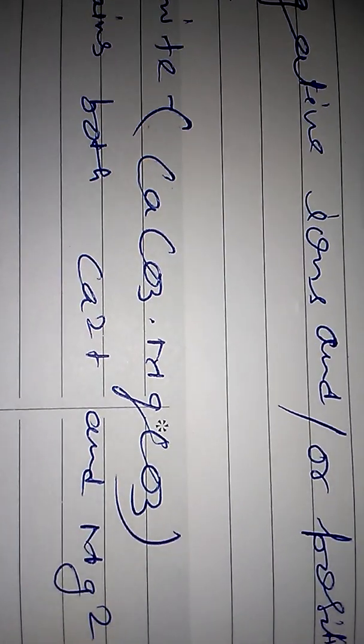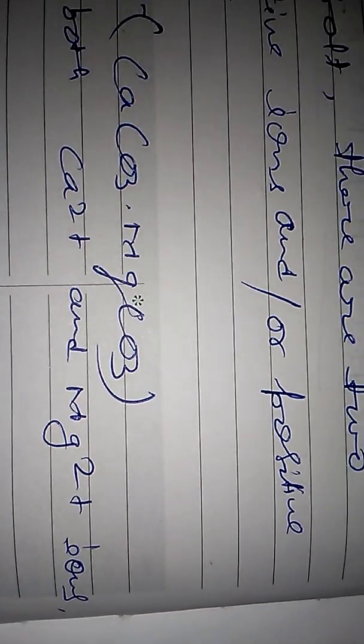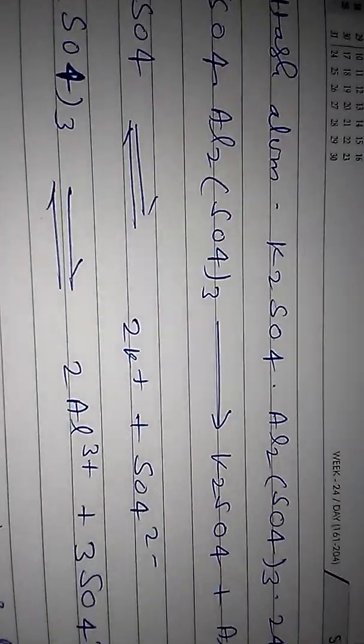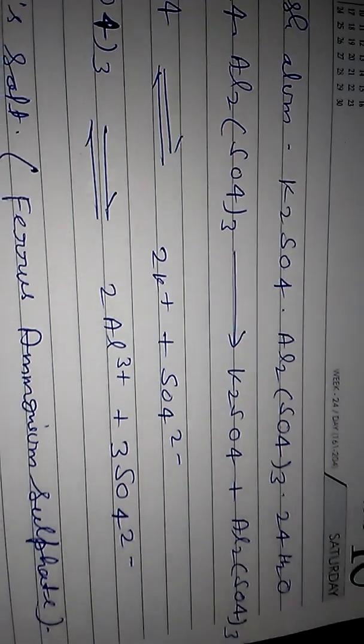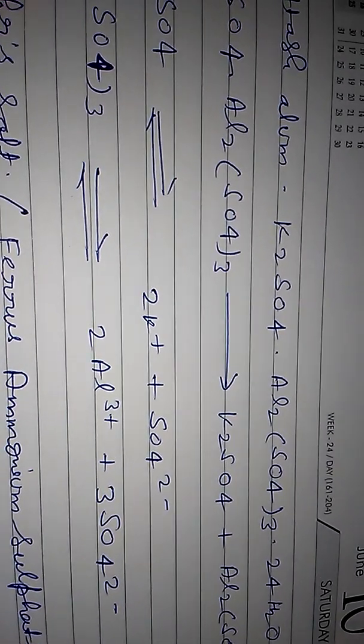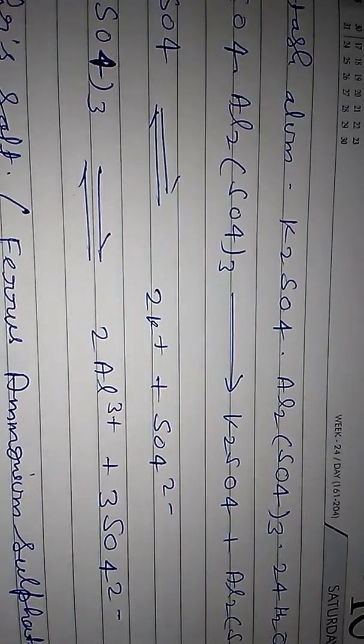In this salt you can see there are two cations, one is Ca2+ in CaCO3, and second one is Mg2+ in MgCO3. Second example of double salt is potash alum. Very important. Its formula is K2SO4·Al2(SO4)3·24H2O. Its chemical name is potassium aluminum sulfate.